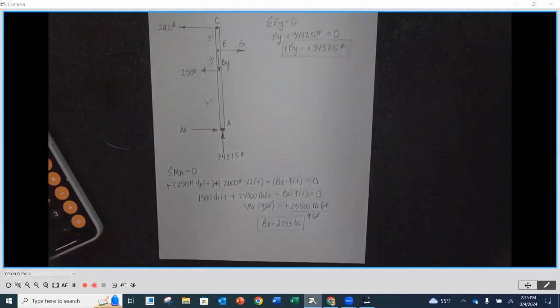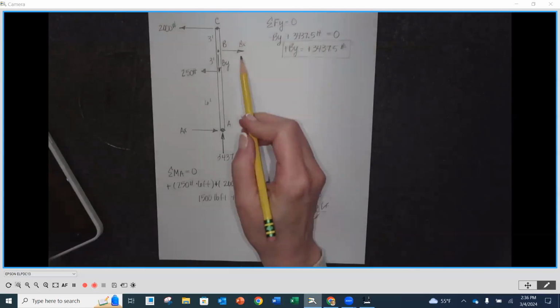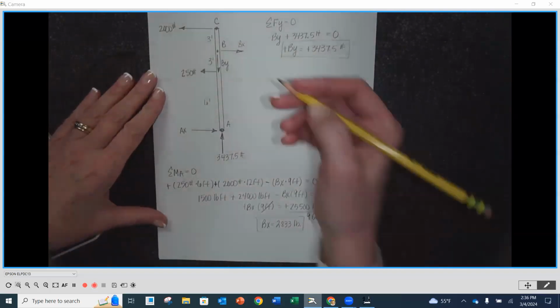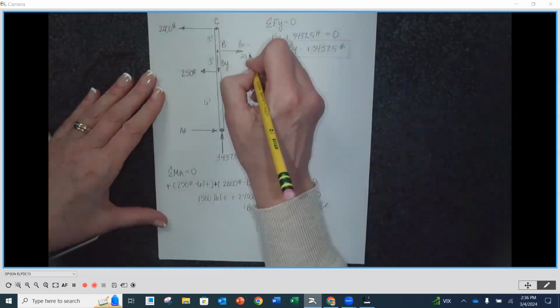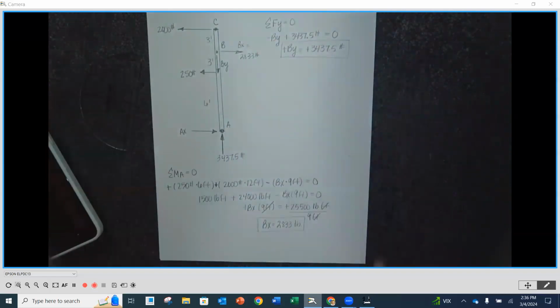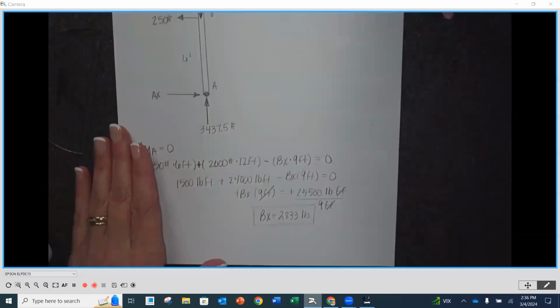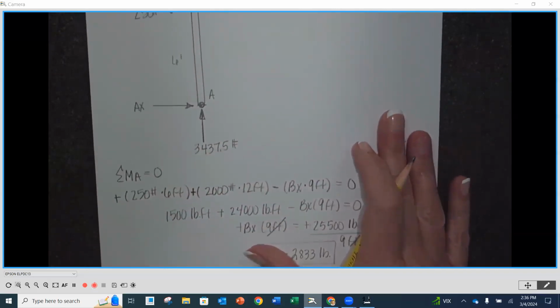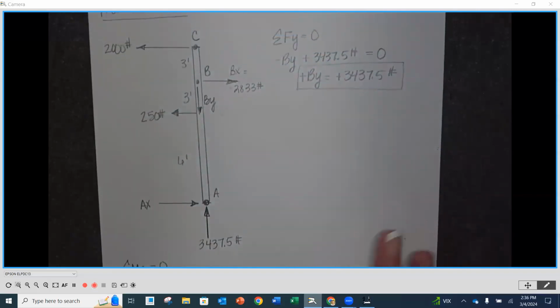So for member BX, as it's shown, I ended up with a positive value. So that means the direction I assumed was correct. And I got a value of 2833, which is consistent with the answer key. So 2833 pounds. Any questions there at all? Here's my moment equation, and then solving for that BX by dividing by the 9 feet. So then, once we have our BX, we'll notice that our only unknown is going to be our AX.